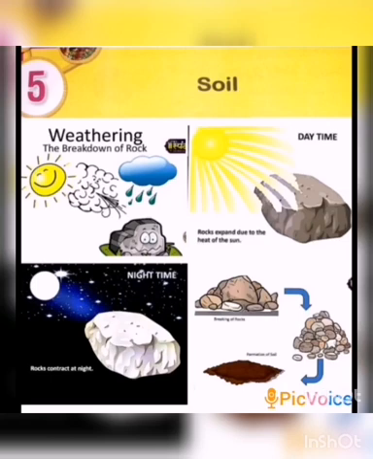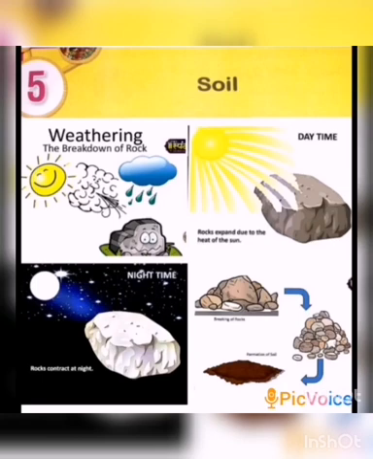Soil is defined as the top layer of the earth's surface. Okay, what is weathering? The rocks break down due to the force of fast moving wind and water. That is called weathering.